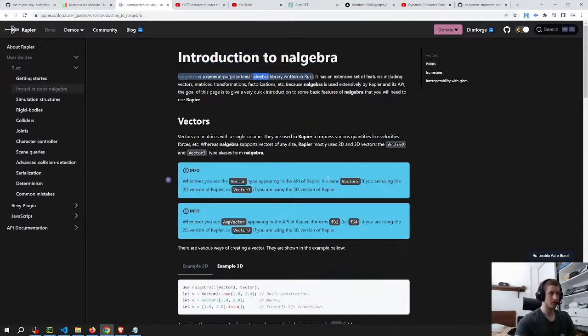Introduction to nalgebra. nalgebra is a general-purpose linear algebra library written in Rust. It has an extensive set of features including vectors, matrices, transformations, factorizations, etc. Because nalgebra is used extensively by Rapier and its API, the goal of this page is to give a very quick introduction to some basic features in nalgebra that you will need to use Rapier.